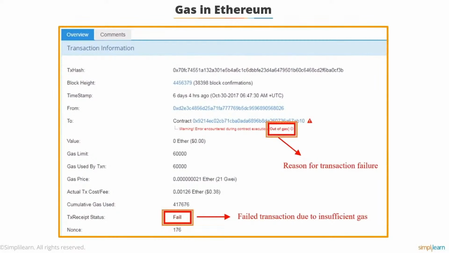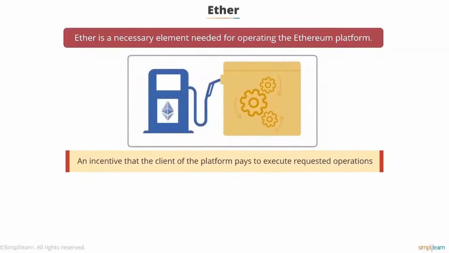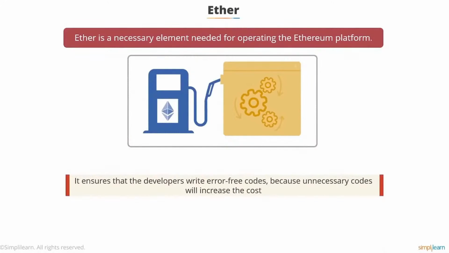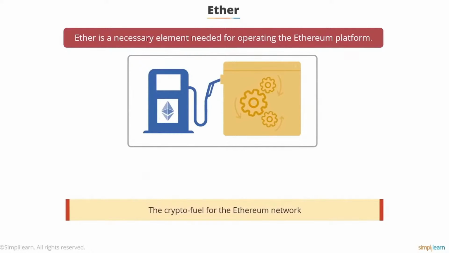Like Bitcoin, Ethereum also has its currency, which is called Ether. Ether is an incentive that the client of the platform pays to execute requested operations. It ensures that the developers write error-free code, because unnecessary code will increase the cost. Ethereum is a blockchain-based platform, and Ether is the cryptocurrency that fuels the platform. It is commonly denoted as ETH. Let's have a look at the differences between Bitcoin and Ether.